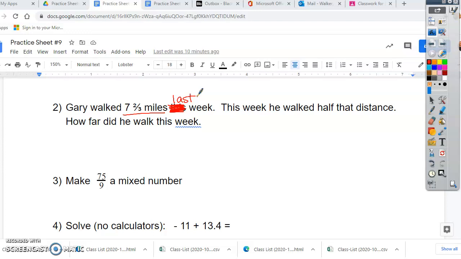Okay. So, well, this week he only walked half of the distance of last week. Okay, because it says he walked half of that distance. So I want you to remember what we do to take half. Like if I say, don't write this down, what's half of 20? Well, half of 20 is 10, right? What's half of 40? Well, half of 40 is 20. What's half of 8? Half of 8 is 4, right? And so half is basically dividing by 2.